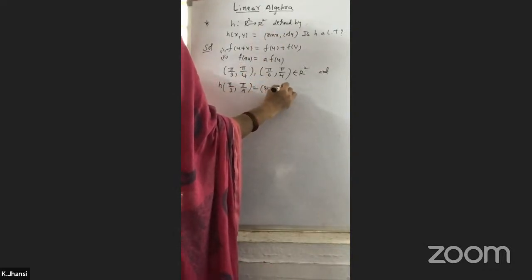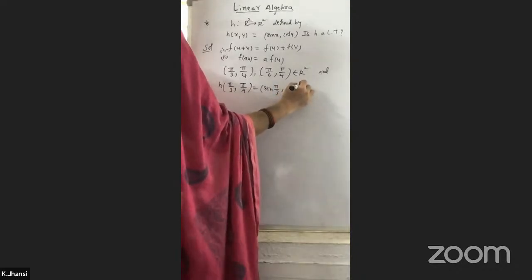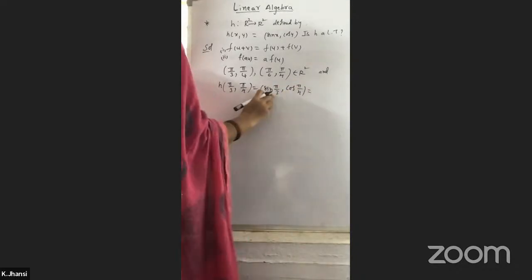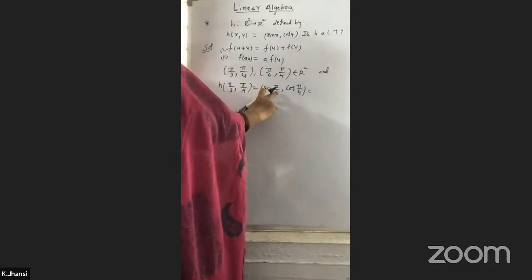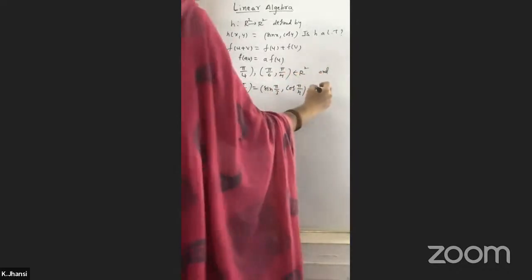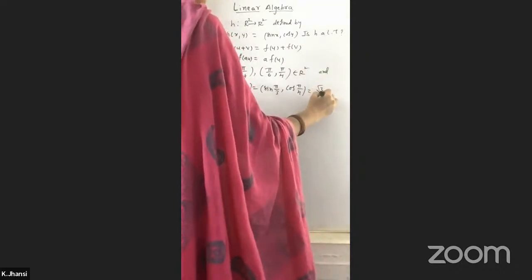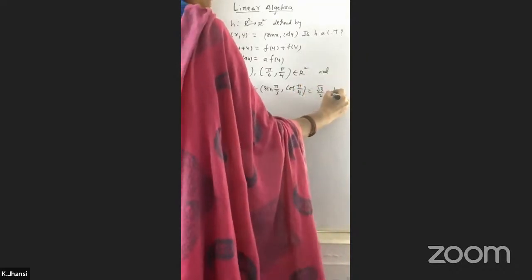Sin pi by 3, comma, cos pi by 4. So sin pi by 3 means sin 60 degrees, since 180 divided by 3 is 60. So sin 60 is root 3 by 2, comma, cos 45 is 1 by root 2.